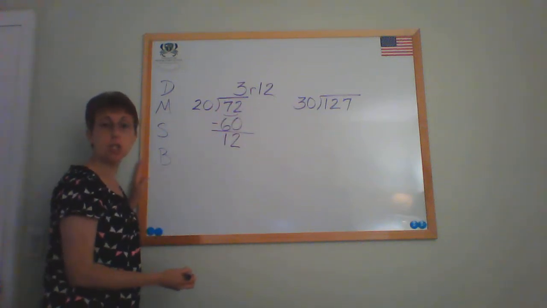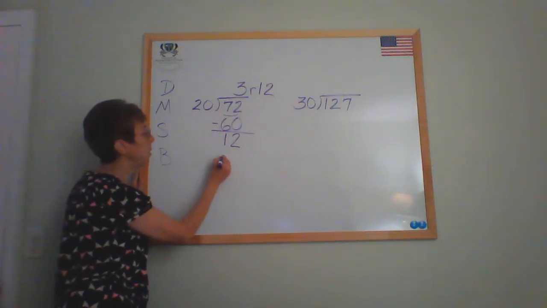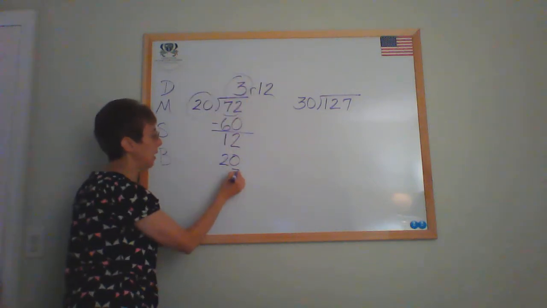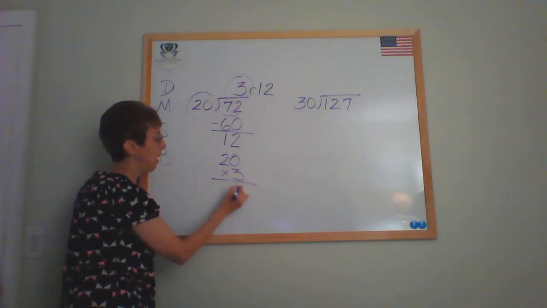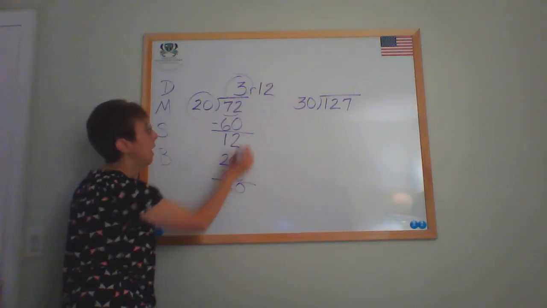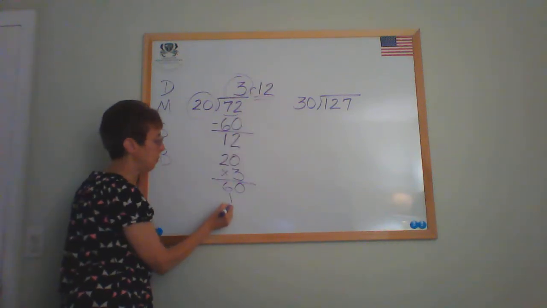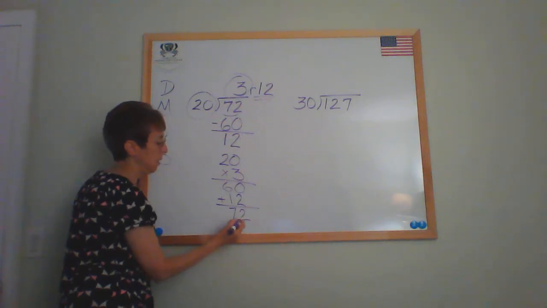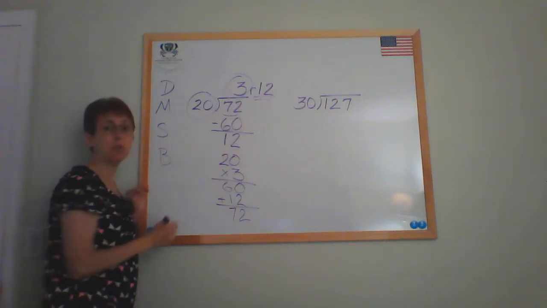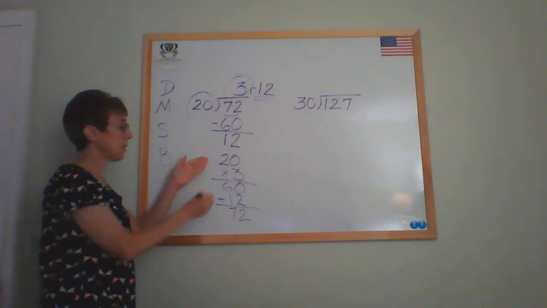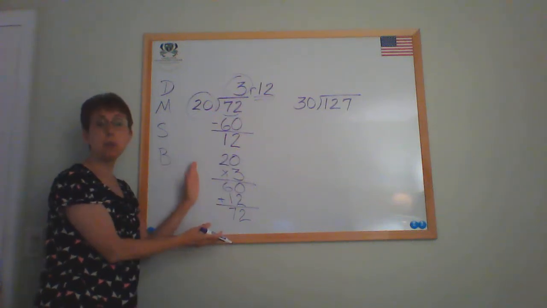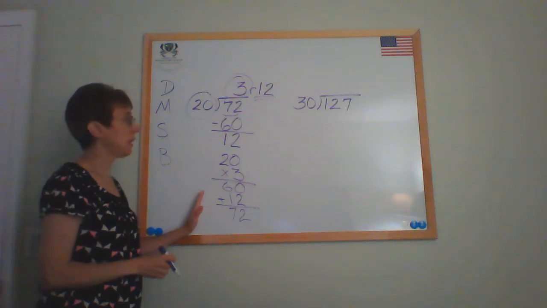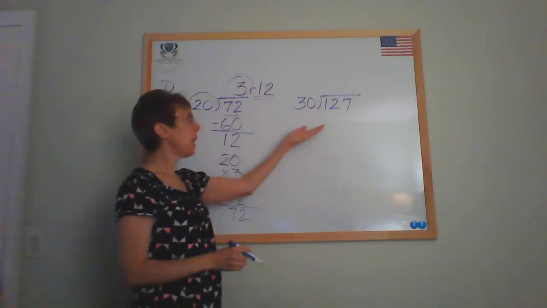If you were going to do a multiplication checking problem, you would say 20 times 3 equals 60. Then you add on your remainder, 12, and that gives 72, which is what you started with. So when necessary, you can do the multiplication checking to make sure that you've worked out the division correctly. Now let's move to this.